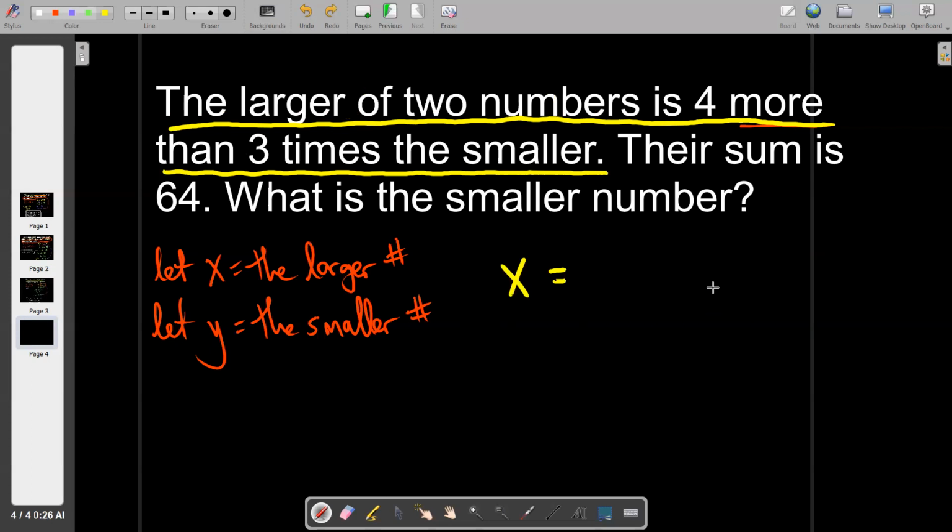Yeah, good. And just watch the pen if you could be so kind. Just watch the construction of it. 4 more than. Notice the way I didn't put 4 plus. I left room and then did +4. Anything that involves the word than should go at the end. More than, less than, fewer than, put it at the end. 4 more than is +4, and then 3 times the smaller.